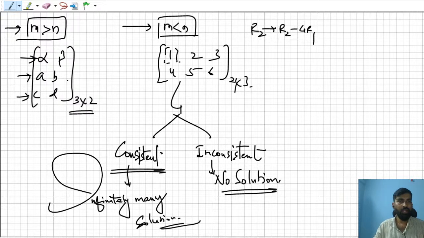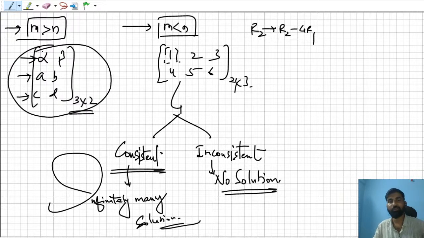Okay. In this case, you can have a unique solution. When can you have a unique solution? When the number of pivots is equal to the number of unknowns. So that is very special, please keep it in mind. But in this other case, you will never get a unique solution.